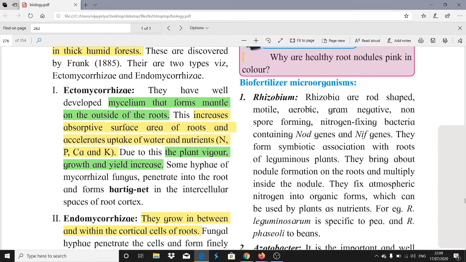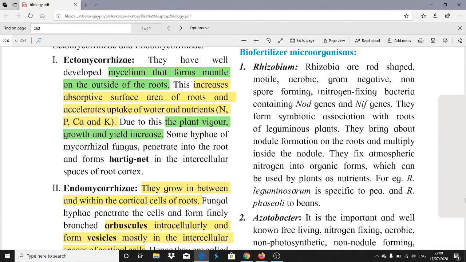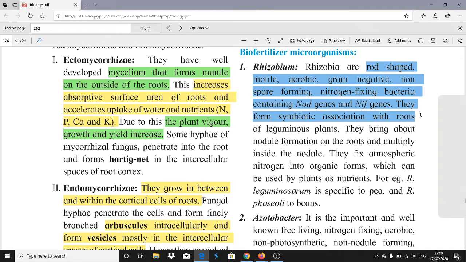So you can get a short note on this, or you can get a question to differentiate between ectomycorrhizae and endomycorrhizae. Now, biofertilizer microorganisms. Rhizobium, they are rod shaped, motile, aerobic, gram negative, non-spore forming, nitrogen fixing bacteria. They contain Nod genes and Nif genes. Okay, this is an important part. These are the characteristics of the Rhizobium.